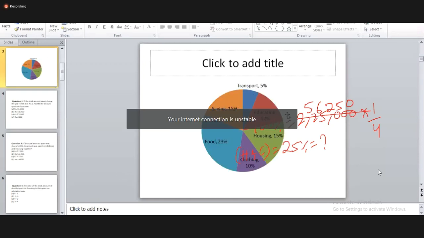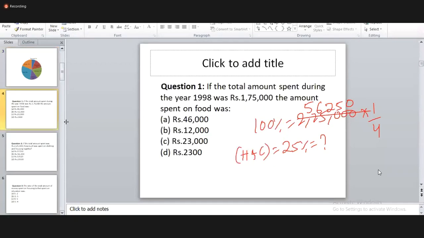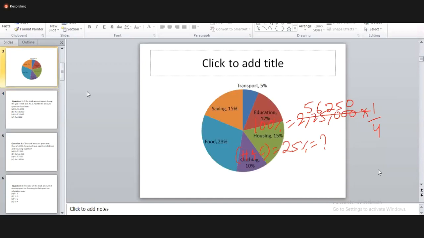Is it 80 only? The pie chart is 80? When the pie chart is wrong, every question is wrong only, no? Yes or no? How much less is that value you have?